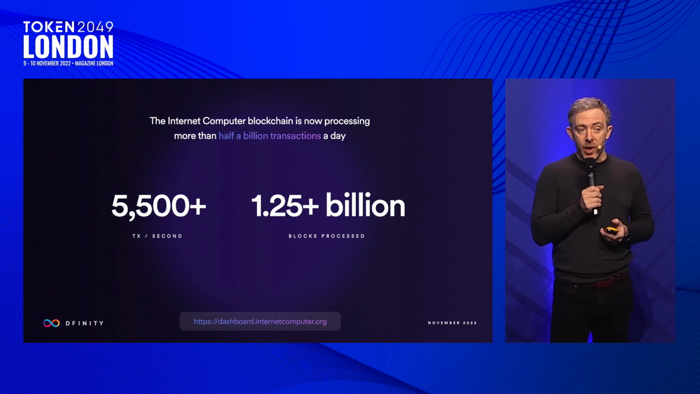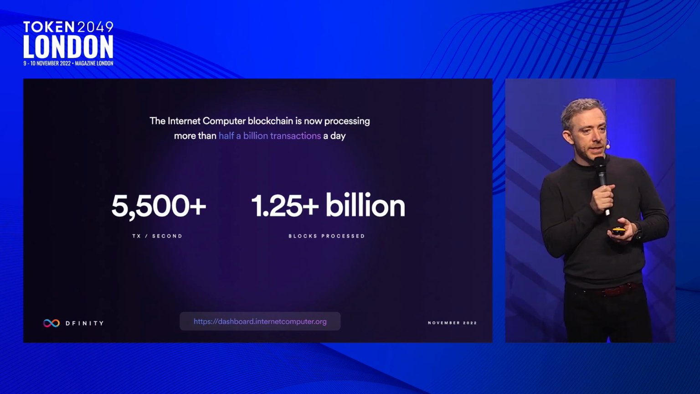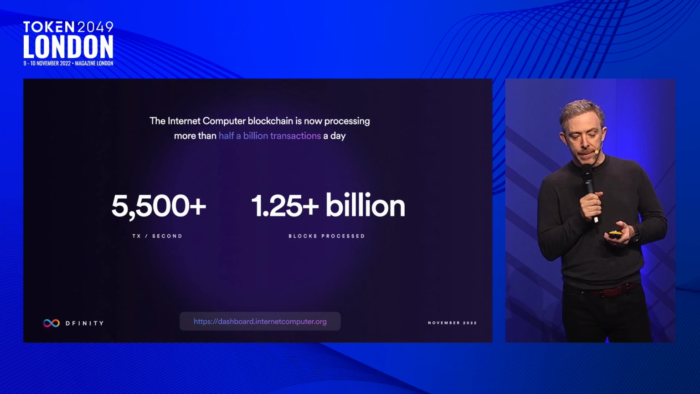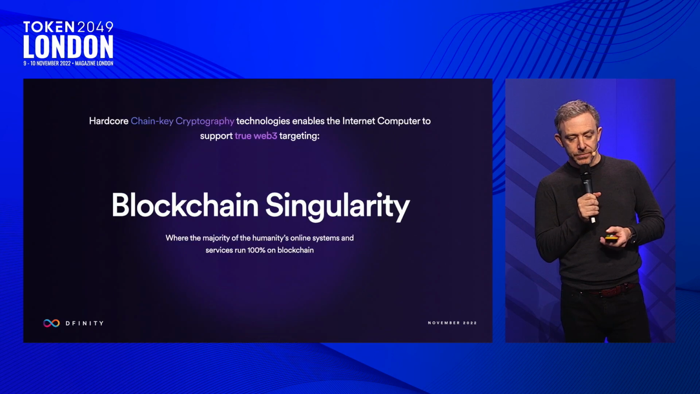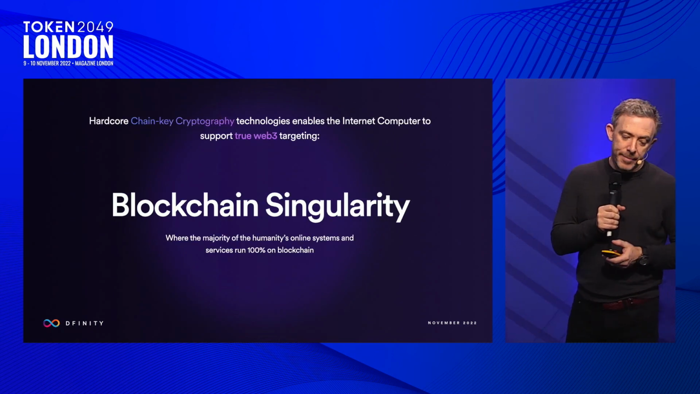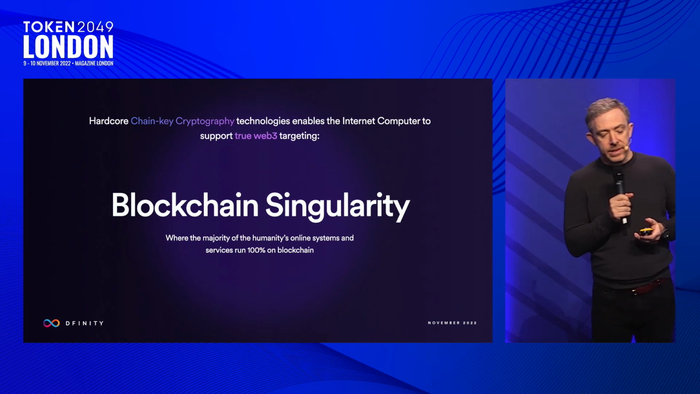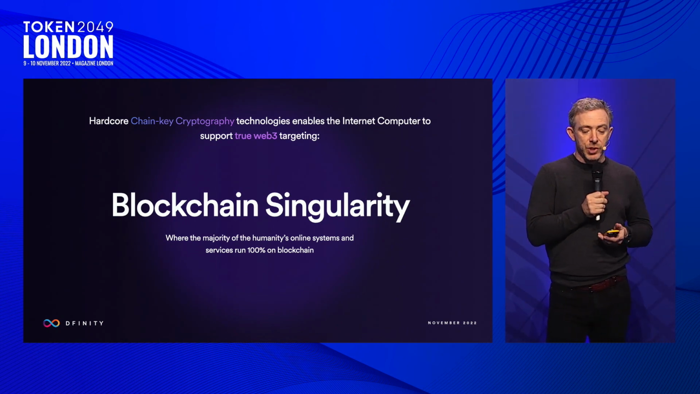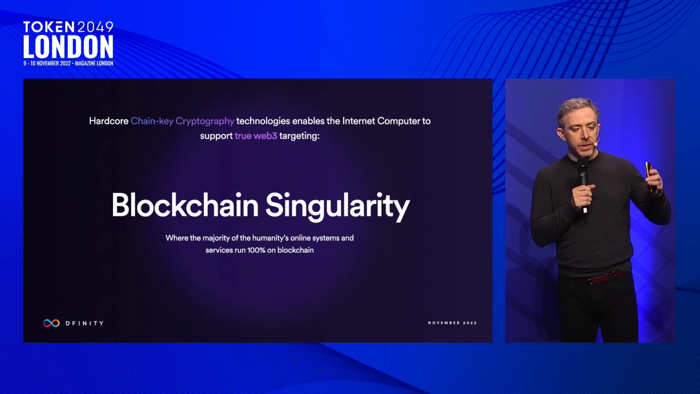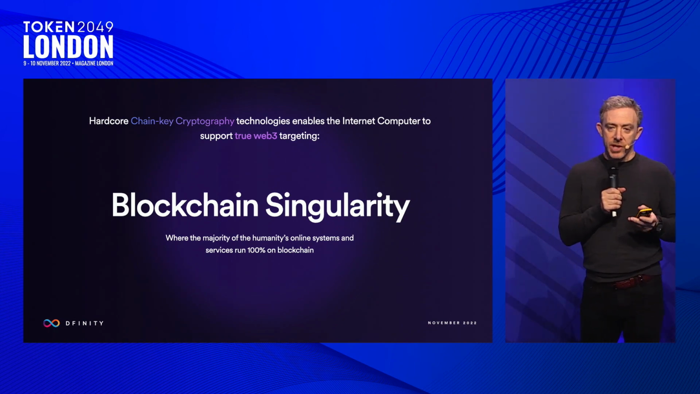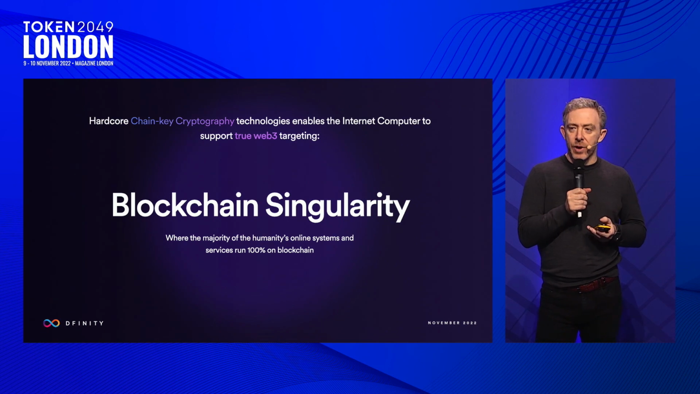So something else you may not be familiar with, if anyone has ever been to the dashboard on internetcomputer.org, the blockchain's currently doing around 500 billion transactions a day. It's more than 10 times more than any other blockchain in existence. So the purpose of this system is to, by applying super advanced chain key cryptography, enable what we call blockchain singularity, which is an endgame where the majority of the world's systems and services actually run from the blockchain itself.